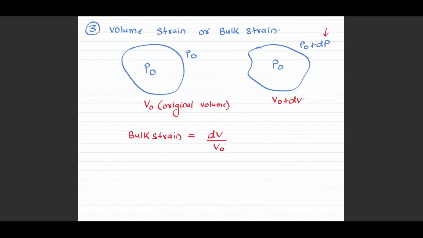Now please remember, this dV can be positive or negative. This dP can be positive or negative, right? So I can say this is change in volume by original volume. This is the bulk strain, correct?